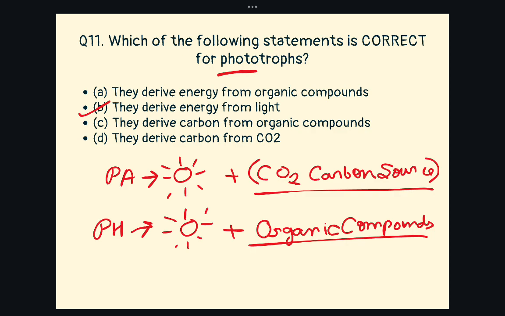Any other option? Is this an MSQ or MCQ? So this is an MSQ. Don't get confused. D option is also correct because they derive carbon from carbon dioxide. So for phototrophs, option B and option D are the correct answers.